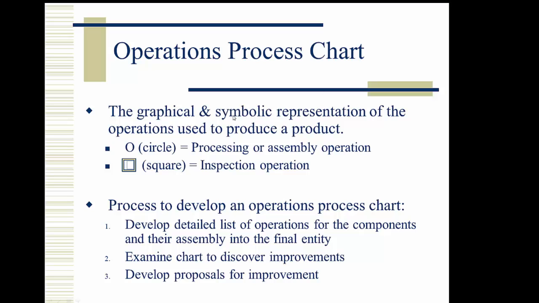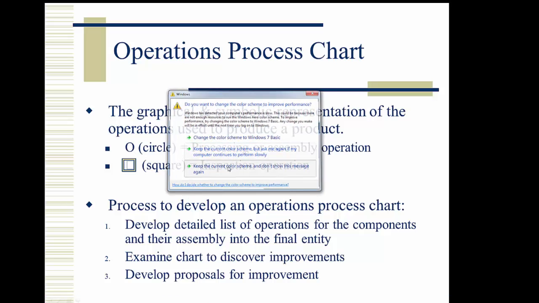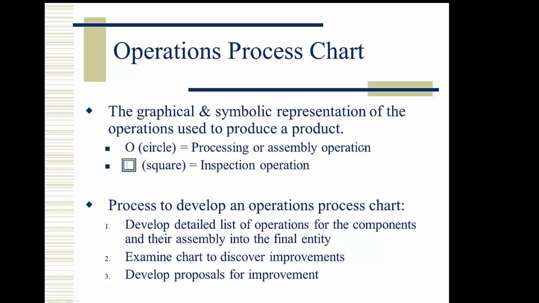So the operations process chart has 2 items on it. It has an operation, which is signified by the circle here, and that's for a processing or assembly operation. Sometimes we show processing as an O1, for example, for the first operation, and assembly I like to distinguish as an A1. You don't have to do that, that's just something I find useful. And then the other item that we show on the operations process chart is the inspection, and inspection is shown by a square.